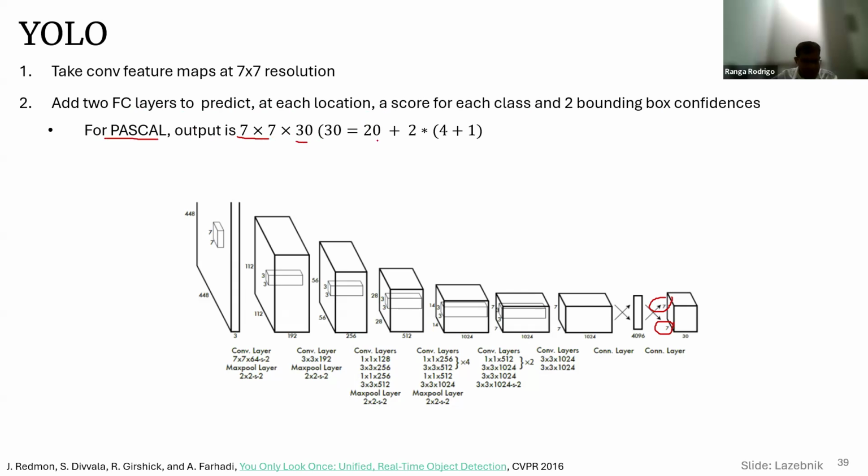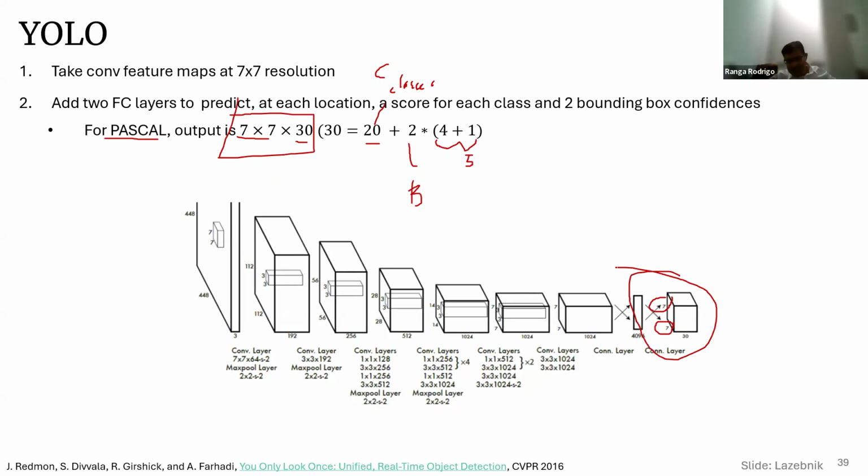How do you get 30? 20 classes, right? These are C. This is your B, how many bounding boxes they need. And of course, we saw how we got this 5: X, Y, W, H, and 1 for the confidence. So you can see the tensor size it gives is 7 by 7 times 30. Now, if the output of the network is 7 by 7 times 30, how do you compute the loss?